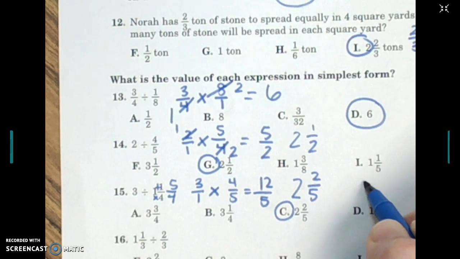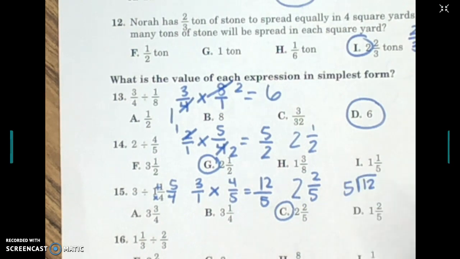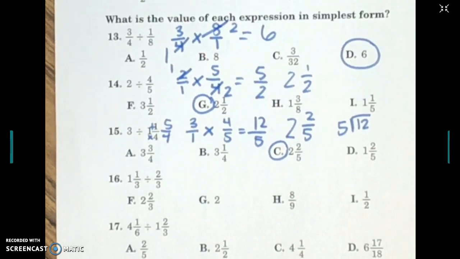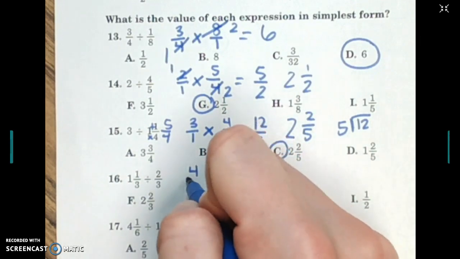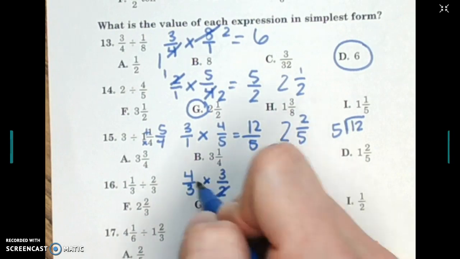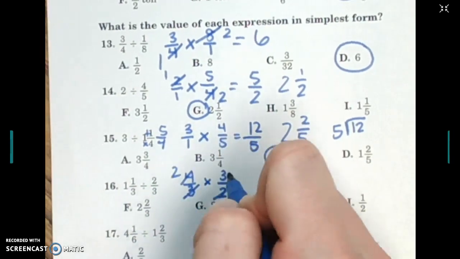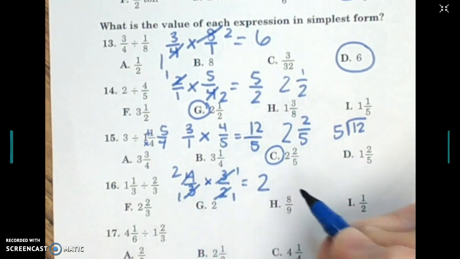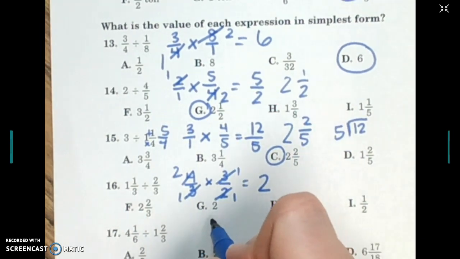Remember, if you need to come over here and divide it to do that, you can do that. 1 1/3 changes into 4 over 3. Division turns to multiplication, and we flip it. 2 becomes a 1, 4 becomes a 2. These cancel out, and we get a 2 for our answer, which is letter G.